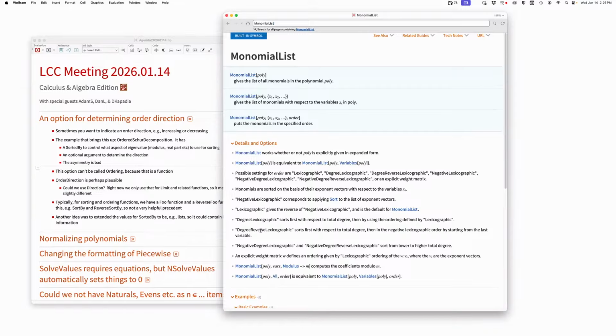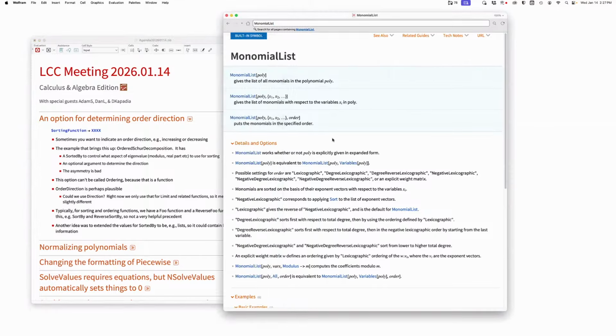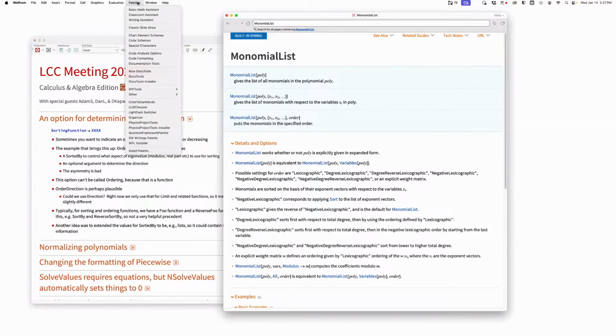Okay, so I guess this is a slightly different case. I guess here we have SortedBy. If you want to look at the ref page, I'm not sure if it's in the build yet, but certainly you can look at this draft ref page, the source ref page.